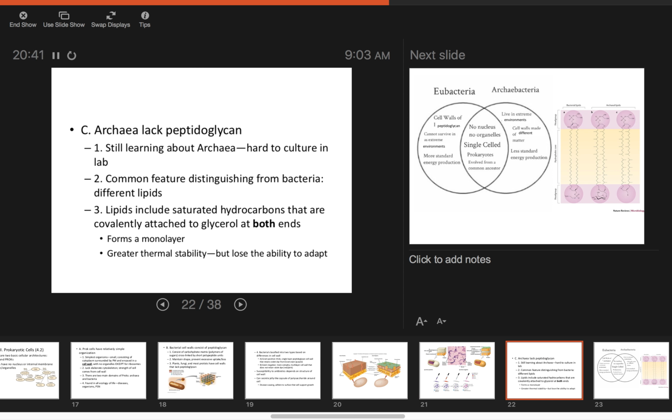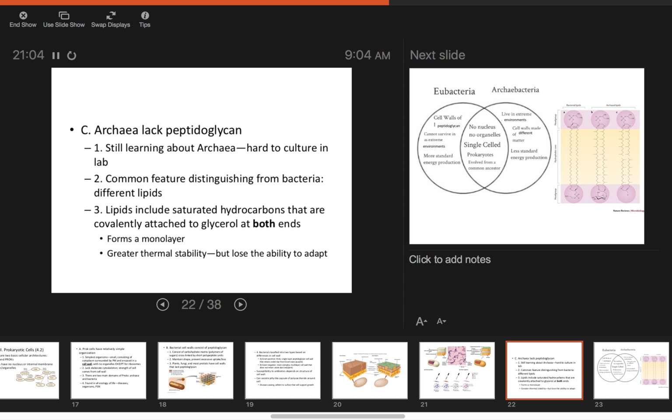Okay, archaea, they do have cell walls, but it's not made of peptidoglycan. We're still learning a lot about them. They're really hard to culture in a lab because they are extremists. They live in extreme cold temperatures, extreme hot temperatures. They are found at the bottom of the ocean floor. They have been found in glaciers.